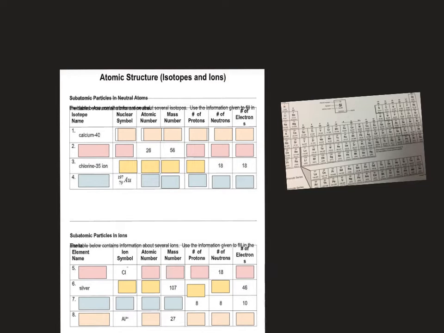Okay, so for this first part, we're going to be going over the isotope, the top part of this worksheet. So this is all about isotopes. Just a reminder, your isotopes are dealing with your protons and your neutrons. And you're using the idea that protons plus neutrons equal your mass number.